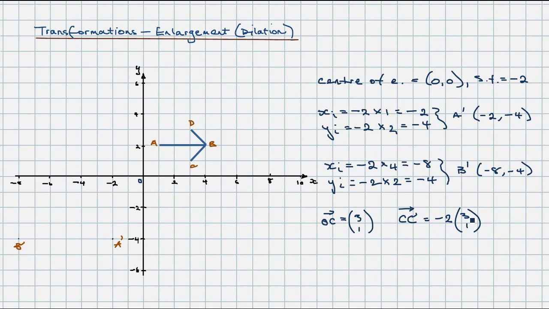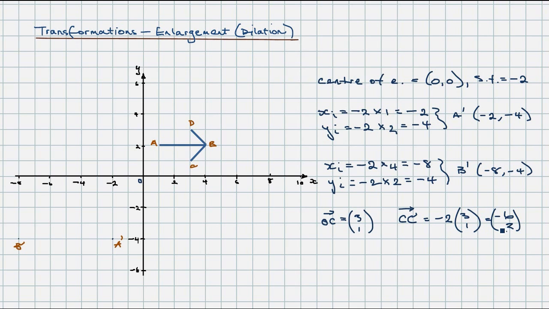We get minus 2 times 3, which is minus 6. Minus 2 times 1 is... sorry, it's minus 2. So what have we got? Minus 6, 2. Let's have a look. From the centre of enlargement, we're now going to go along to the left 6, that's minus 6, and up 2. Now why up 2? Because that doesn't seem right at all. Because again there's a mistake. Minus 2 times 1 is minus 2, so minus 2.